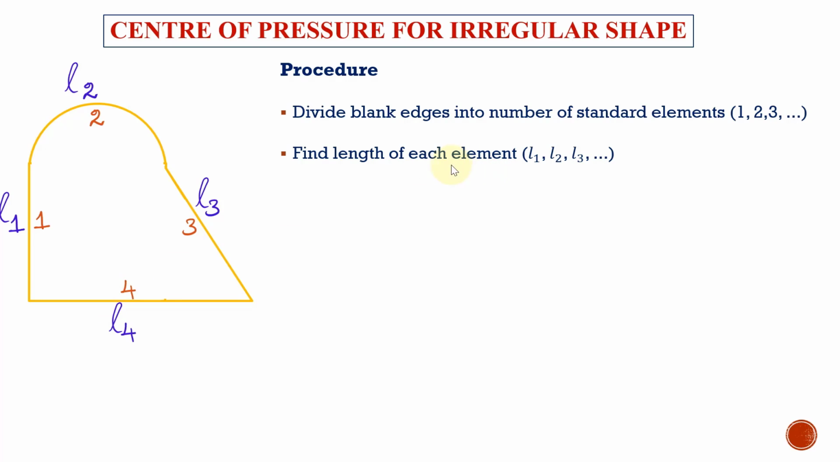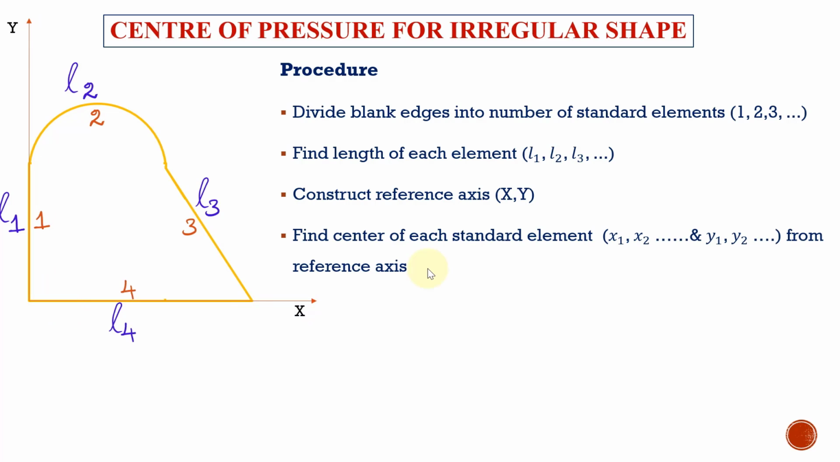After finding the length of each element, we are going to construct the reference axes. Here we consider two reference axes, x and y. We have to consider these reference axes in such a way that the boundaries of the irregular shaped blank lie within the reference axes. After constructing the reference axes, we are going to find out the center of each standard element from the reference axes.